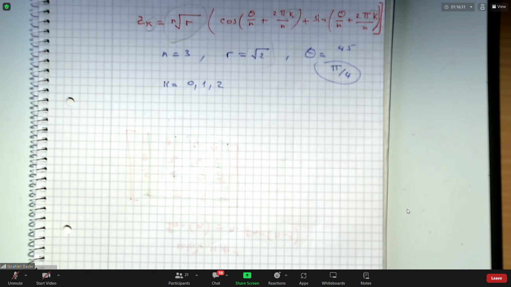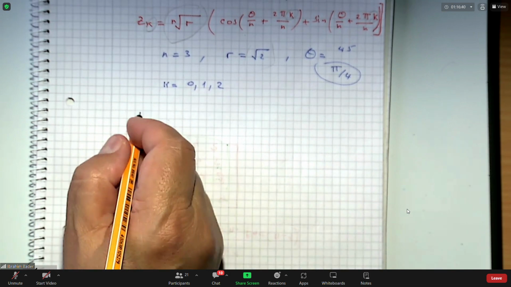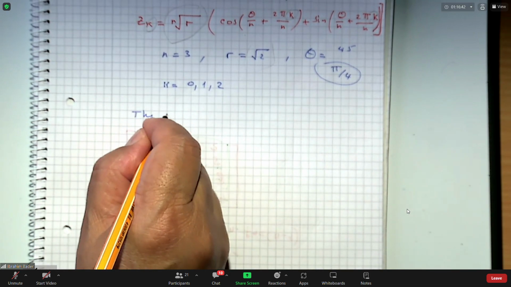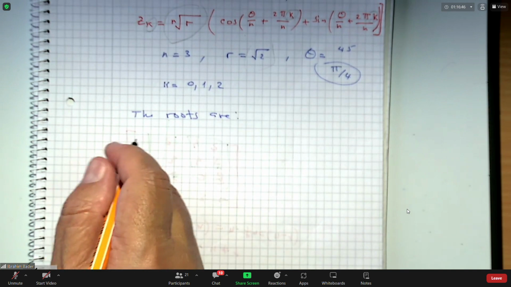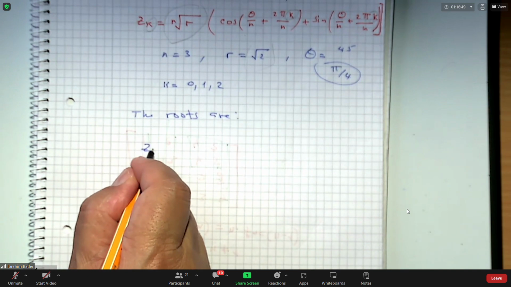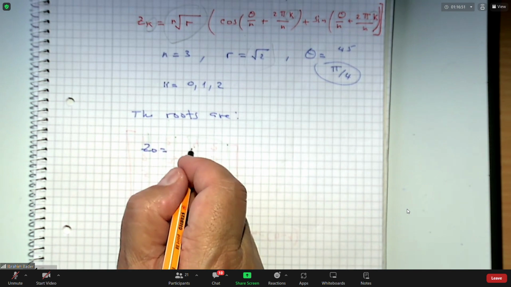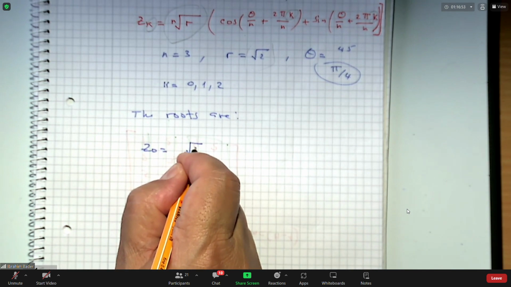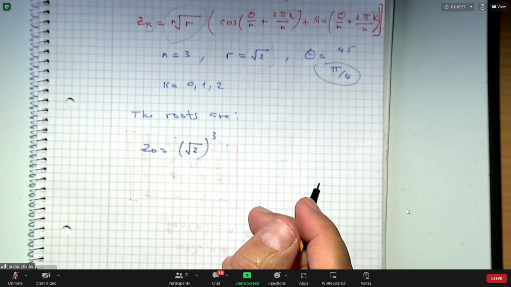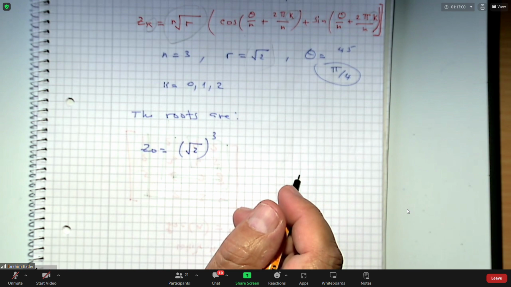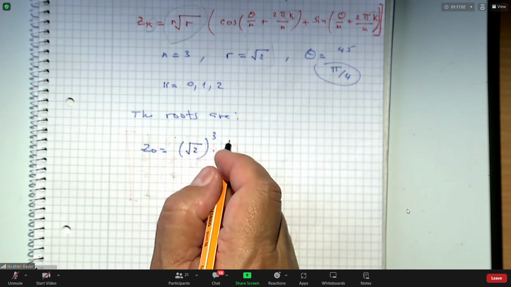Anyway, so we will write it. I will not evaluate everything here, but just show you how to apply this formula. So the roots are evaluated as follows. The first one is z sub 0 equals 2. Now here we have the square root of 2 to the power n, which is 3, right? This is constant for all roots.